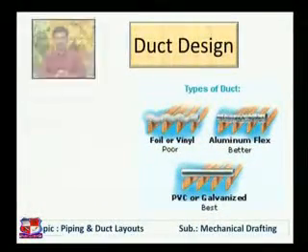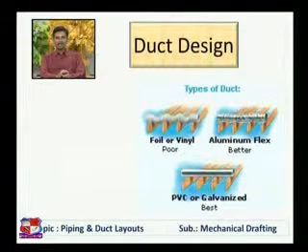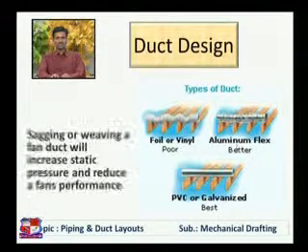Another criteria for the duct: if the duct is laid like this, in the first case foil or vinyl, it may bend like this; it's a poor connection. Aluminum flex is better, and PVC or galvanized is best, because if we provide support over here it will not bend. Initially this may not bend, but once heavy pressure or heavy fluid passes through this pipe or the load increases, it may bend. So this is the criteria for duct design.